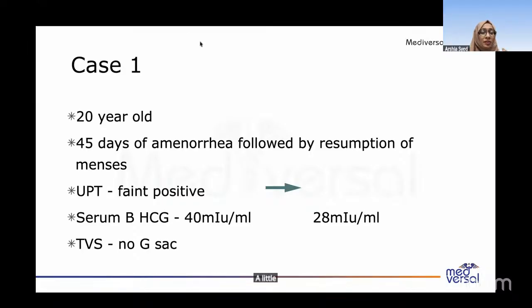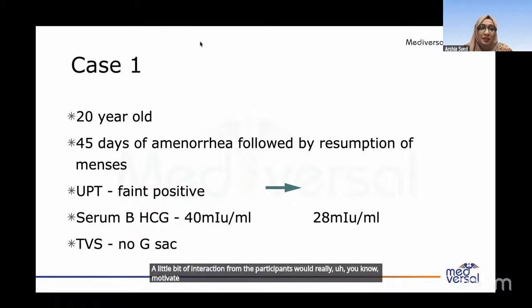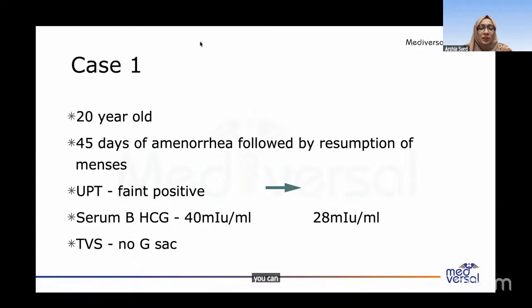A little bit of interaction from the participants would really motivate the speakers to have a good interactive discussion as well. You can type in the chat box.